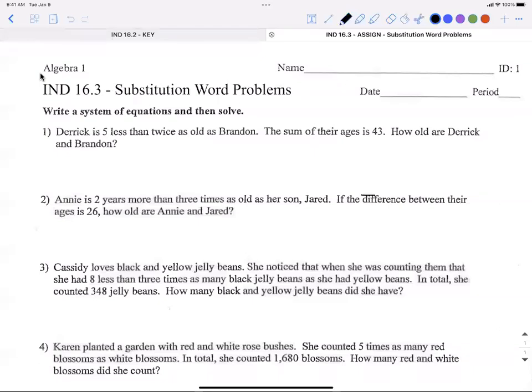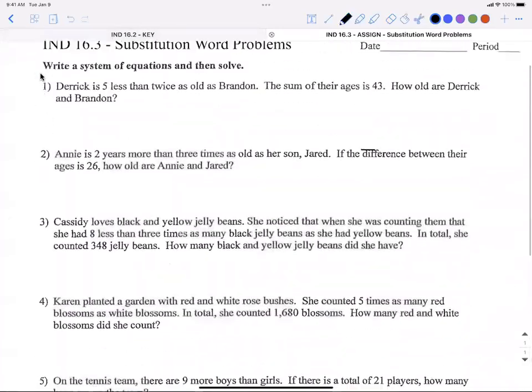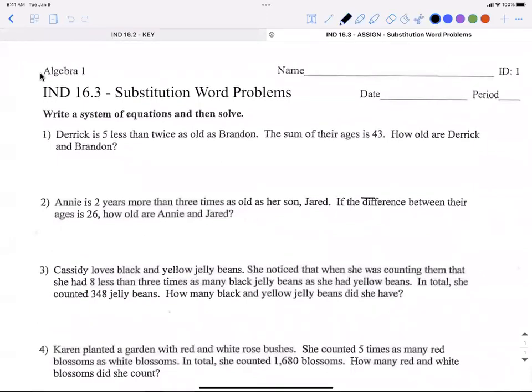So as you're going through the video, be doing your actual homework assignment, and then I will leave some of them undone for you to actually complete your homework assignment, which is due tomorrow.